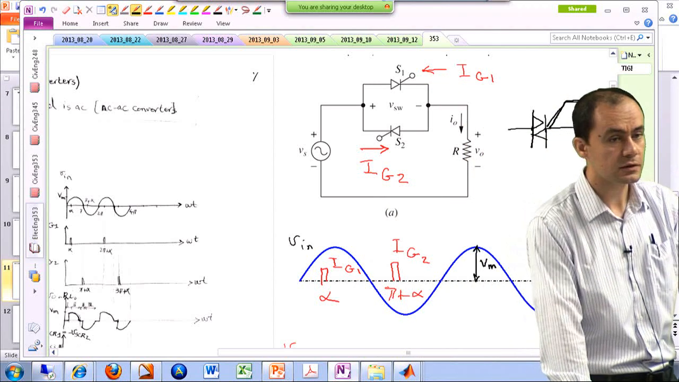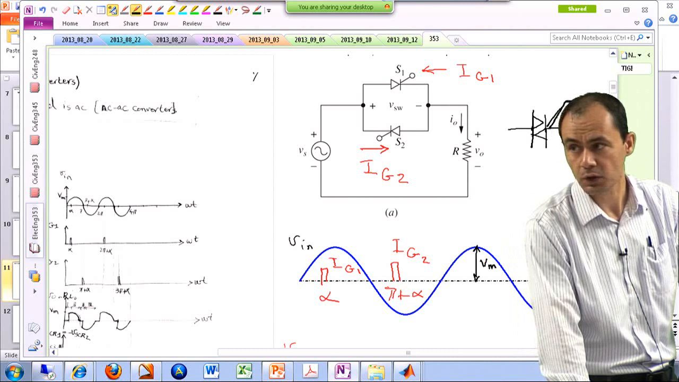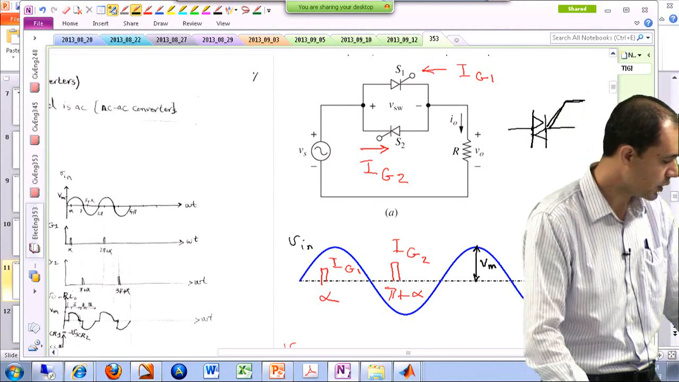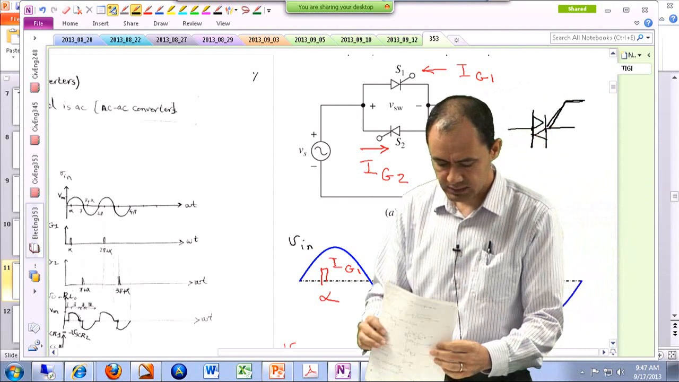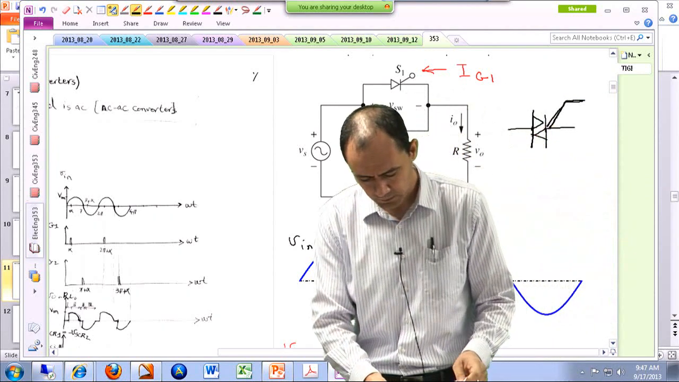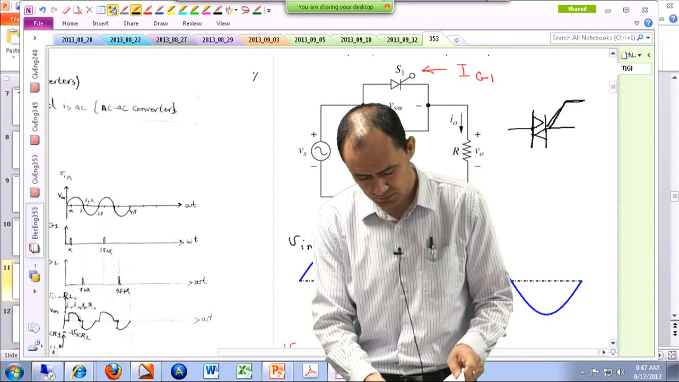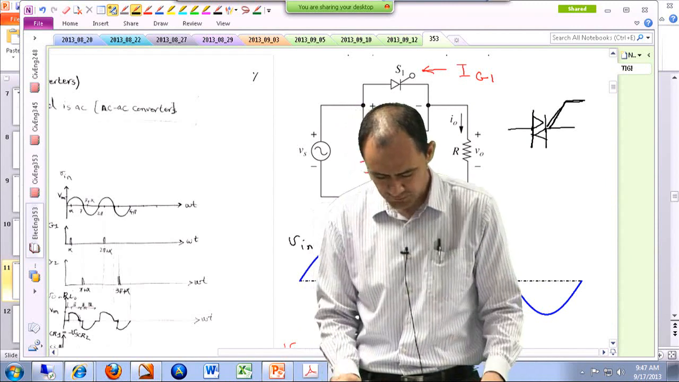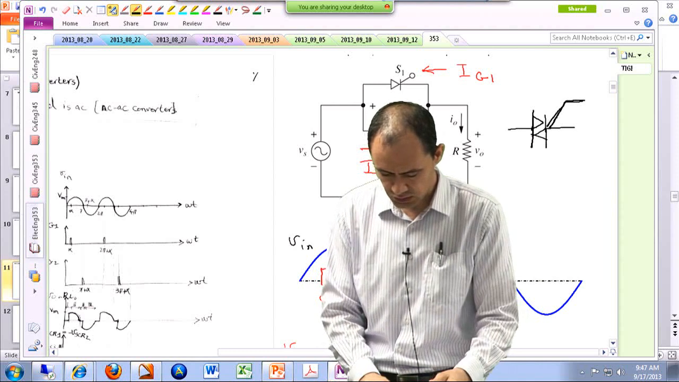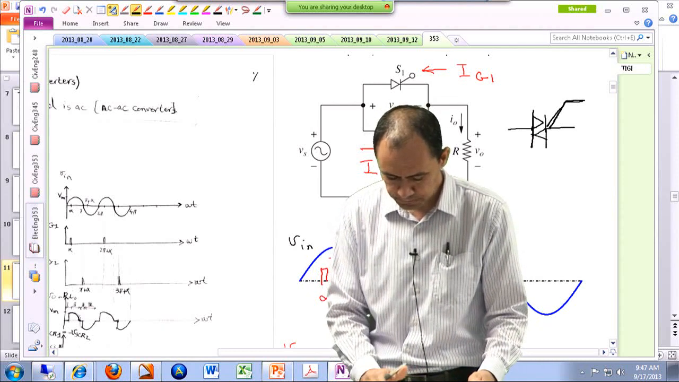Any questions? All right. So we are going to move on to Chapter 6. Chapter 6 talks about DC to DC converters, which is kind of the main focus of this class, at least from my perspective. The first converter that we are going to analyze is called the buck converter.